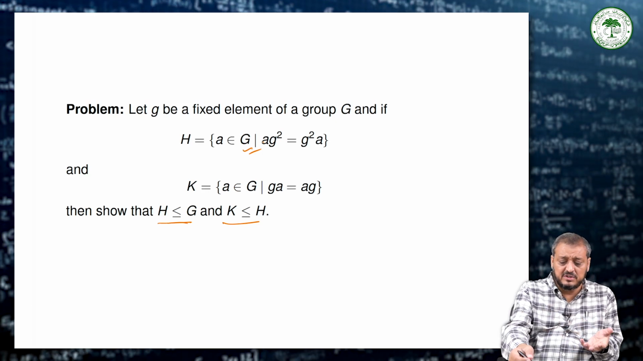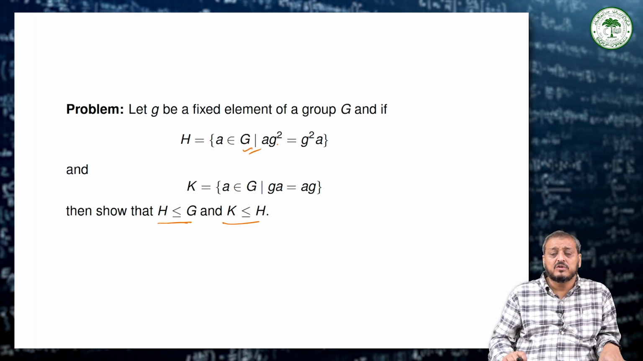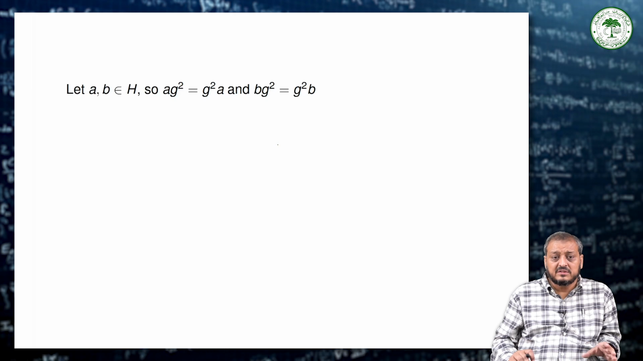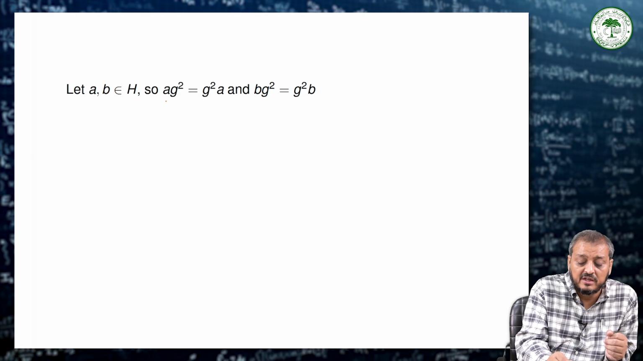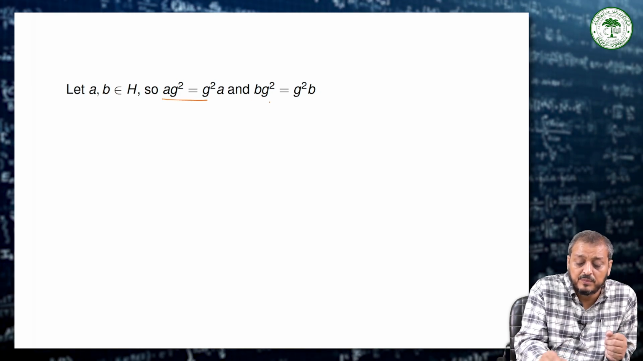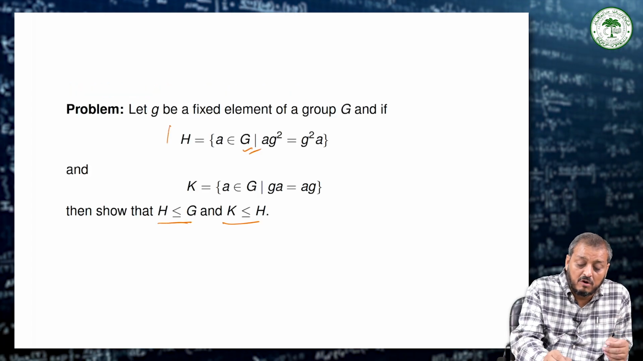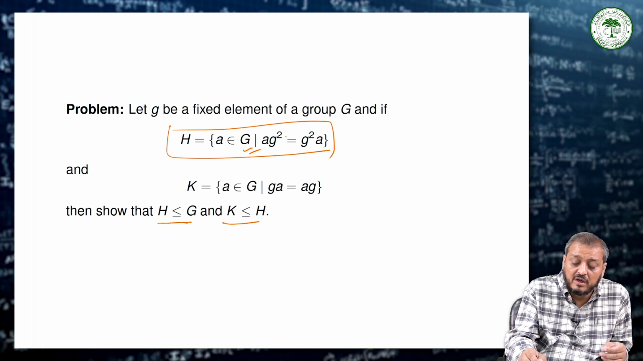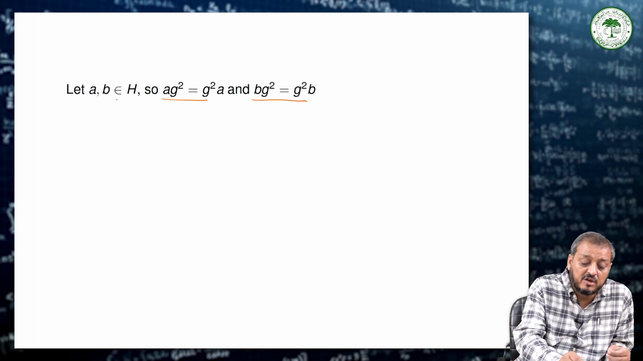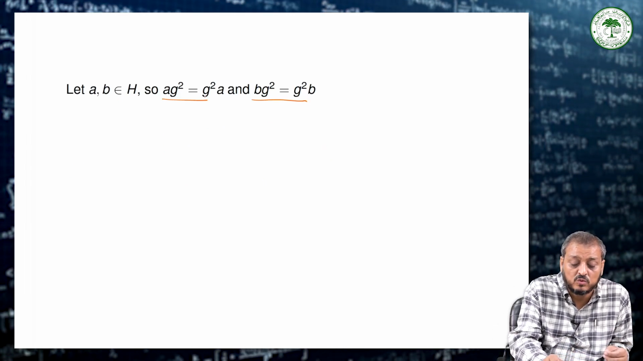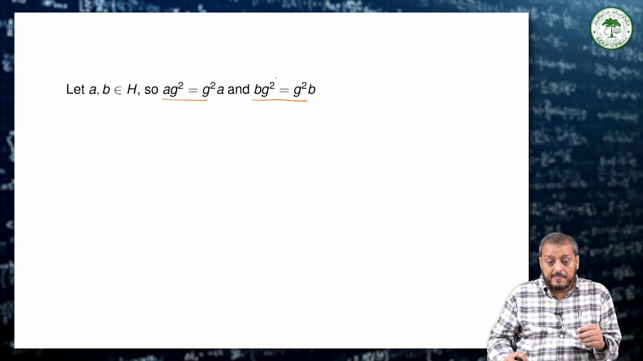Clearly K is a subset of H, and H is a subset of G. So let a, b be elements of H. Then clearly a g square is equal to g square a and b g square is equal to g square b, by the definition of H, because all the elements of H are of the form a g square equal to g square a. So if we take any two elements a, b in H, this means a g square equals g square a and b g square equals g square b.